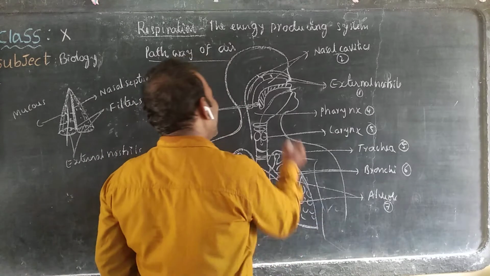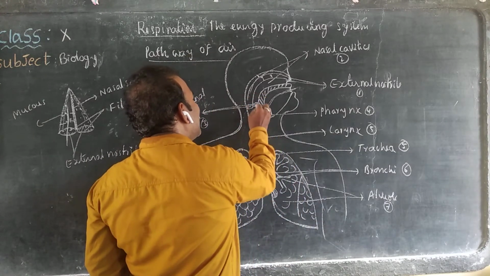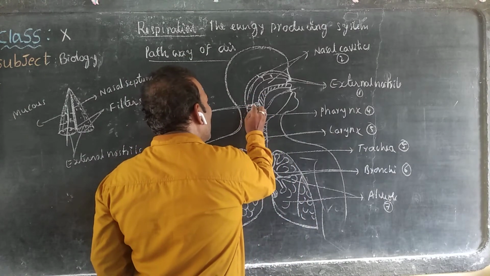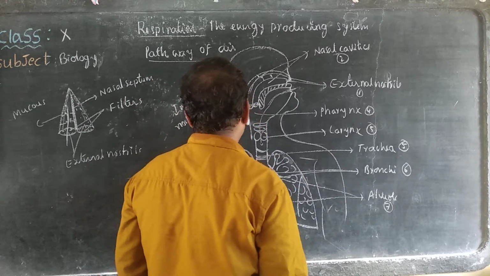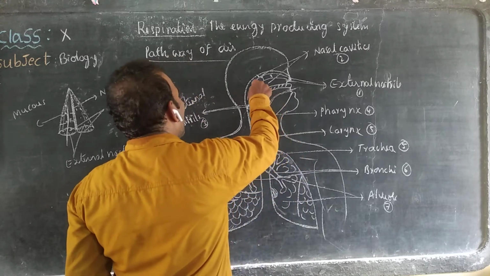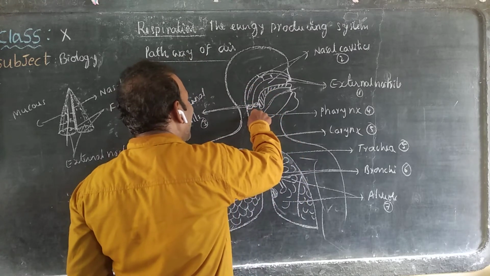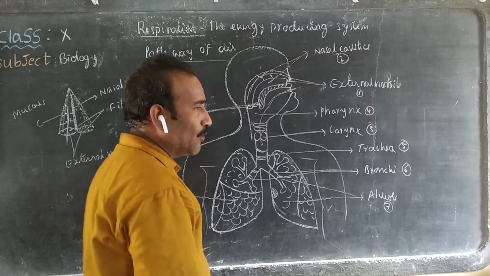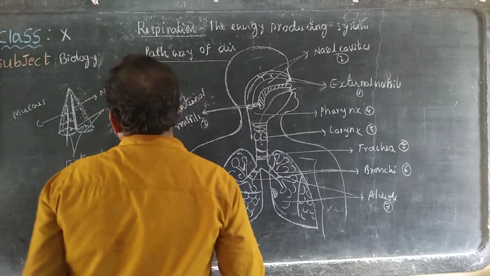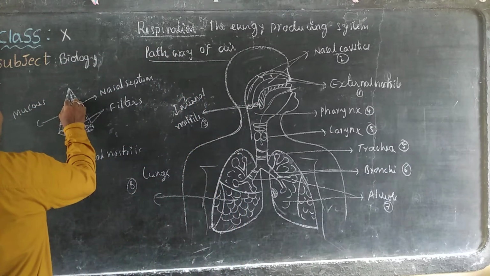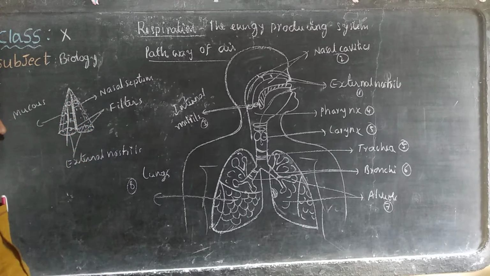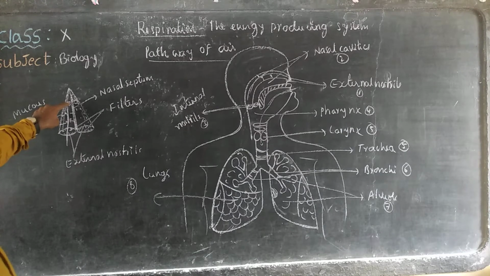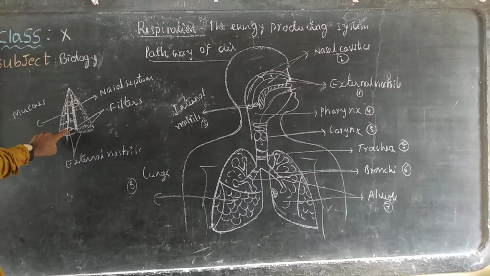Let's look here. These two nasal cavities open into the pharynx through two small holes called internal nostrils. Look here, these internal nostrils have a smaller inner diameter than the external nostrils.